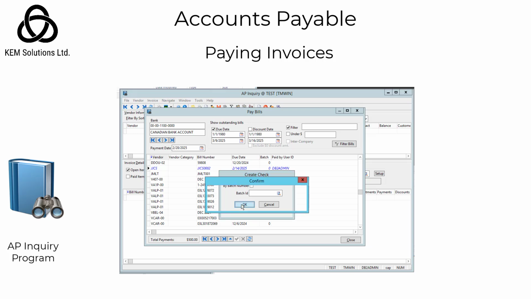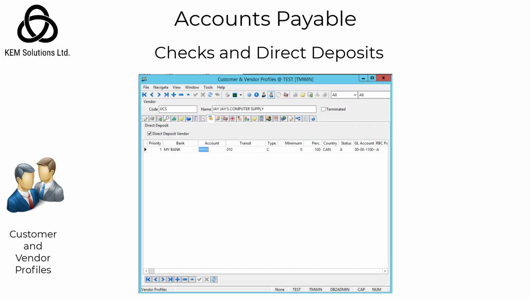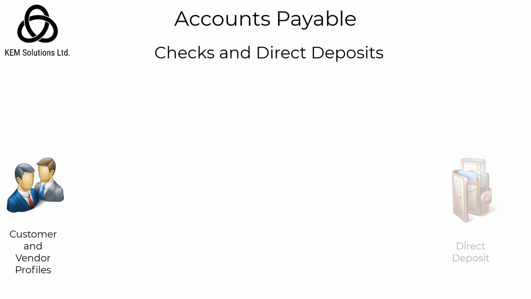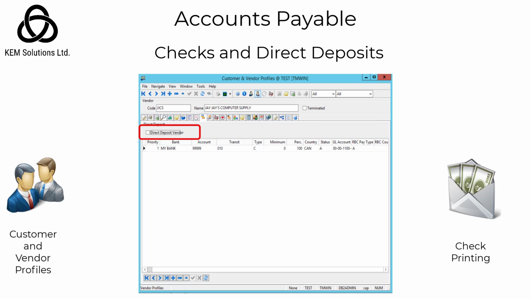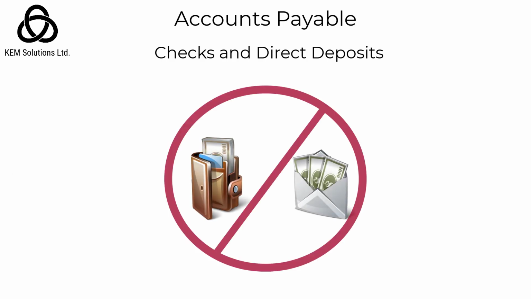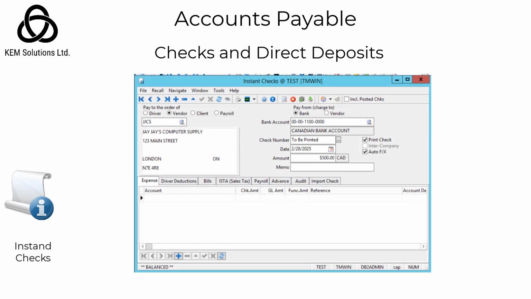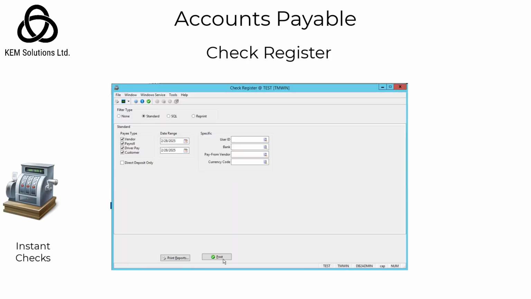How does the system know where to issue the payment? This is determined by the vendor's profile. In the vendor profile, there's a Direct Deposit tab that controls where the payment appears after you create the checks. If the Direct Deposit checkbox is selected, the payment will appear in the Direct Deposit screen. If not, it will appear in the check printing screen. Payments will never appear in both screens simultaneously, though both direct deposit payments and checks will appear in the Instant Check program. Finally, once payments are issued, you need to post them using the check register.